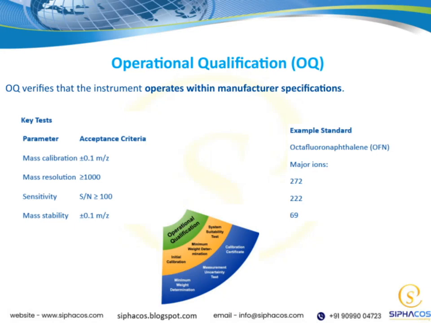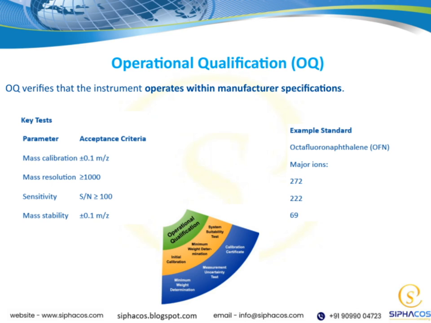Now, let's talk about operational qualification, or OQ for short. This is a crucial step in ensuring that our instruments are functioning correctly. Essentially, OQ verifies that the instrument operates within the manufacturer's specified parameters. It's like a checkup to confirm everything is working as it should. By conducting OQ, we make sure that the equipment performs reliably under real-world conditions.